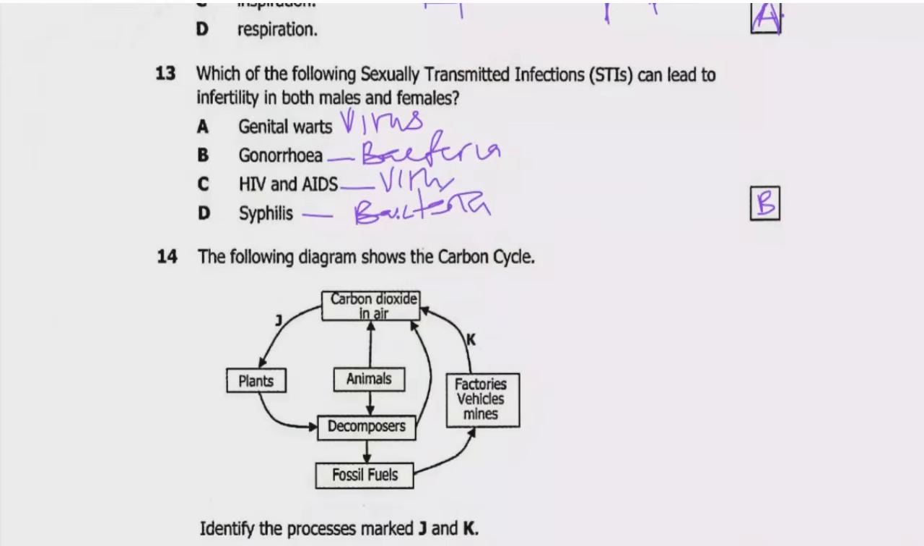Viral diseases among these four options are HIV and genital warts. Gonorrhea and syphilis are bacterial diseases.